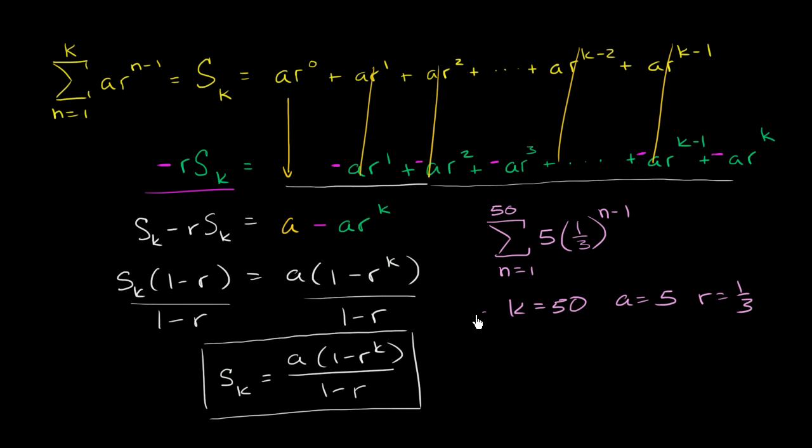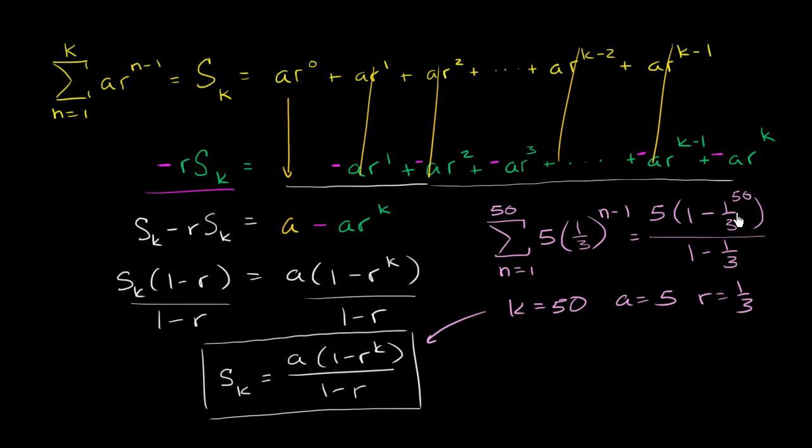And so we can just substitute back into this formula that we just derived to figure out what this sum is. You don't have to literally type all of this stuff into your calculator. You just have to type this thing right over here. So in this case, it's going to be equal to 5 times 1 minus 1/3 to the 50th power, all of that over 1 minus 1/3.